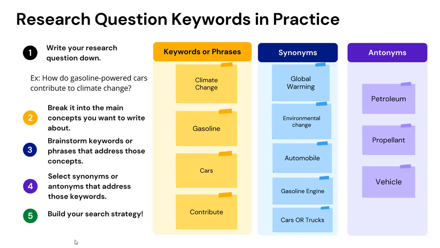How can researchers identify keywords based on a research question? First, researchers should write out their research question. Next, break that question into the main concepts and brainstorm ways these concepts might be discussed by academics and professionals. Then select keywords and phrases that relate to the question or topic. Next, select any synonyms and antonyms that fall in line with the keywords. With those steps complete, now researchers are ready to build their search strategy.